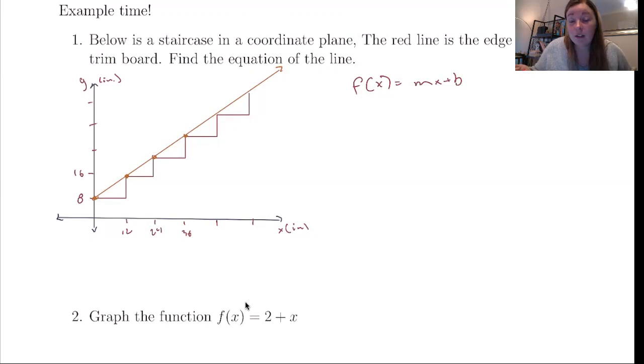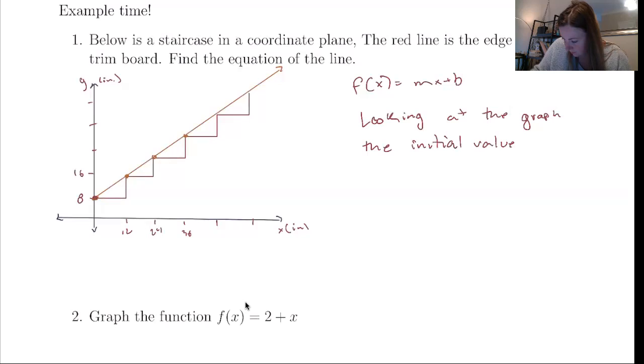The best thing to find right now, in my opinion, is b, the initial value, right? That's usually easy. That's when x equals 0. So we go over here and it's 8. So looking at the graph, b equals 8. What about m?